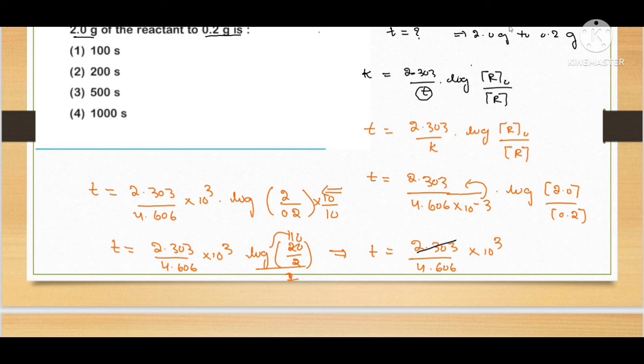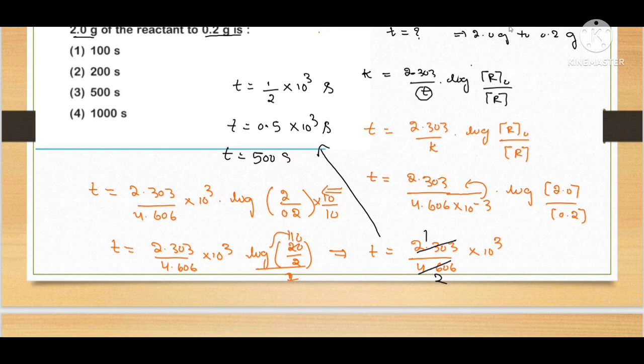2.303 by 4.606 gives rise to 1 by 2. Rewrite the equation: t is equal to 1 by 2 into 10 power 3 seconds. Here 1 by 2 equals 0.5, so t is equal to 0.5 into 10 cube seconds, which is 0.5 into 1000. It gives rise to 500 seconds. So our answer is option C, 3, which is the correct answer.